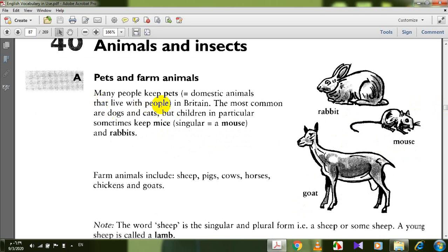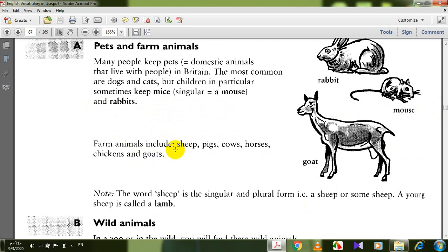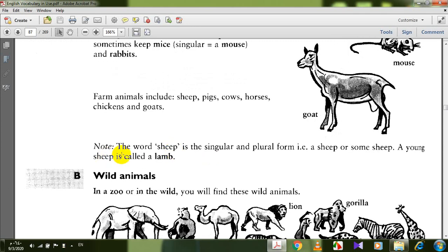So many people keep pets, which are domestic animals that live with people. Good. Like cats and dogs. Farm animals include sheep, pigs, cows, horses, chickens, and goats. Note the word sheep is the singular and plural form. That's to say a sheep or some sheep. A young sheep is called a lamb.